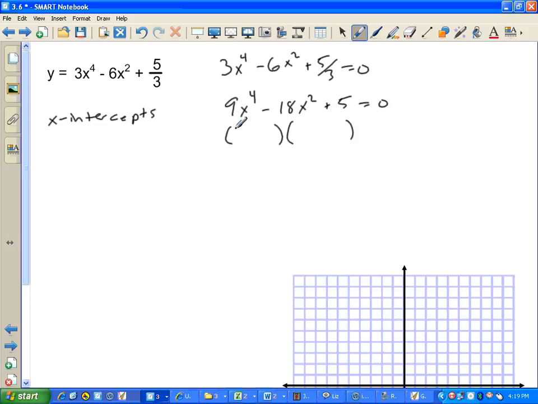So in order to get 9, I could do 3 and 3. In order to get 5, I need 5 and 1. And my signs are both going to be negative. Okay, and does this work? This would give me negative 15 minus 3 is negative 18. So it does factor. And actually, I should have squareds here. So I've got two factors that are multiplying to be 0, so that means one of these two factors has to be 0.